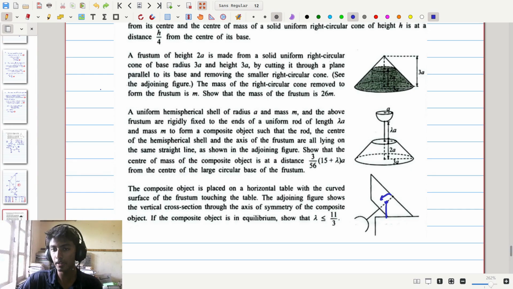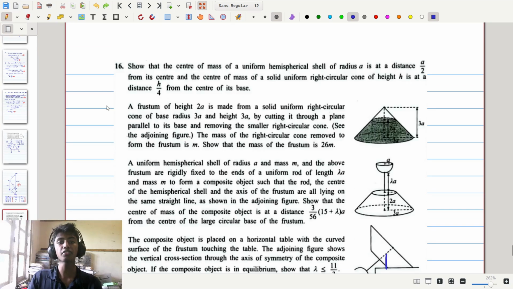So if it doesn't topple, it must mean that the center of gravity here or center of mass here is somewhere in this region, meaning it's after this point, which is going to be the critical point, and using that condition, we should be able to show that lambda is less than or equal to 11 over 3. So let's start with this question.